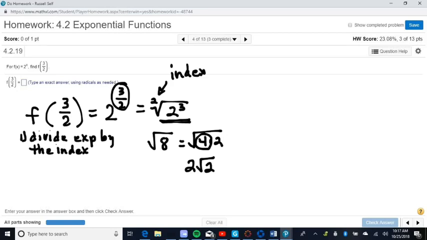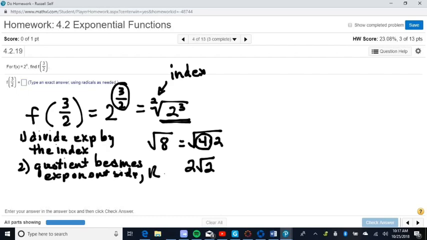This works anytime you have an exponent that you're taking a root of. Okay? And then the quotient becomes the exponent on the outside. The remainder remains, imagine that, under. That's the exponent on the inside.